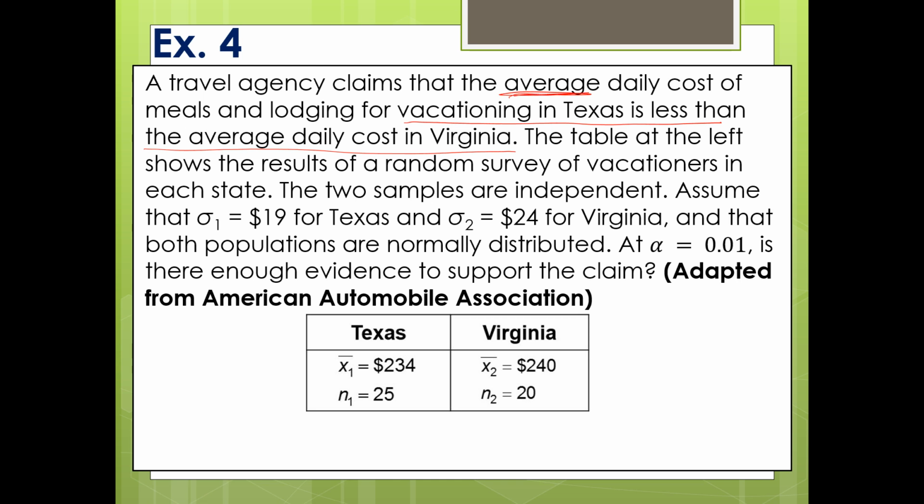It says the table at the left, and the table is at the bottom. Here it is. The table shows the results of a random survey of vacationers in each state. The two samples are independent. Assume that sigma 1 equals $19 for Texas, so I'm going to add that. Oh no, that's sigma, I thought that was our average. So sigma 1 is 19 for Texas, and sigma 2 equals 24 for Virginia. And both populations are normally distributed. That's good. We have alpha as 0.01. Is there enough evidence to support the claim?